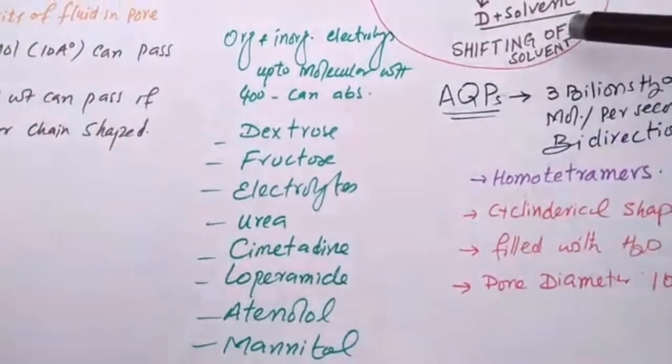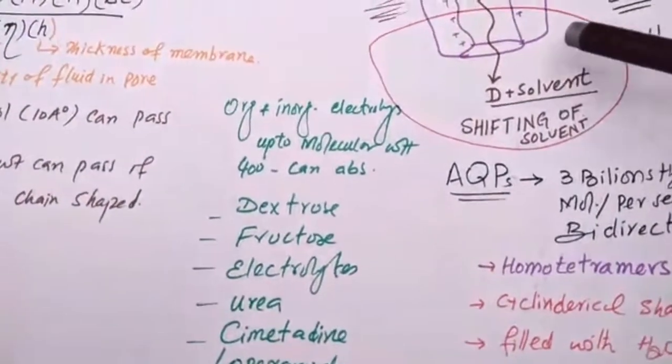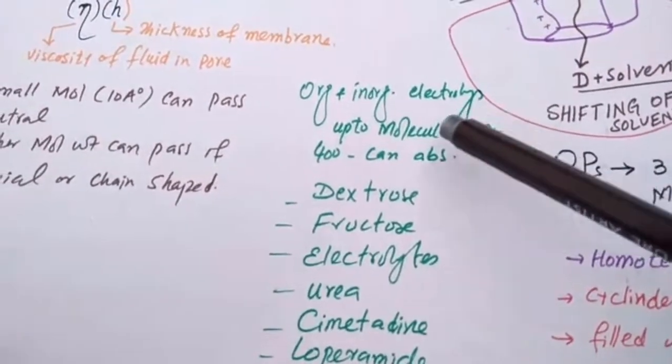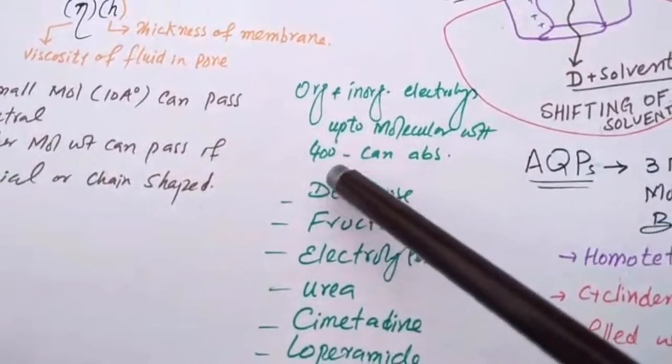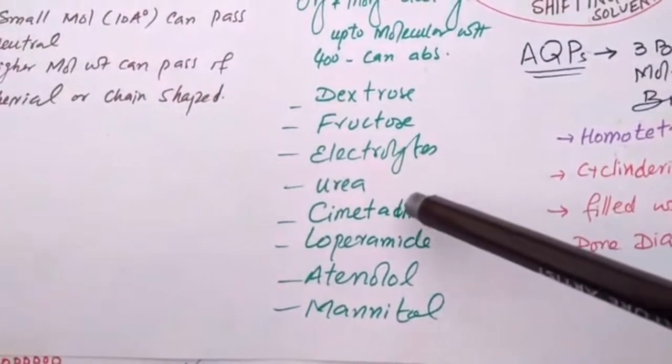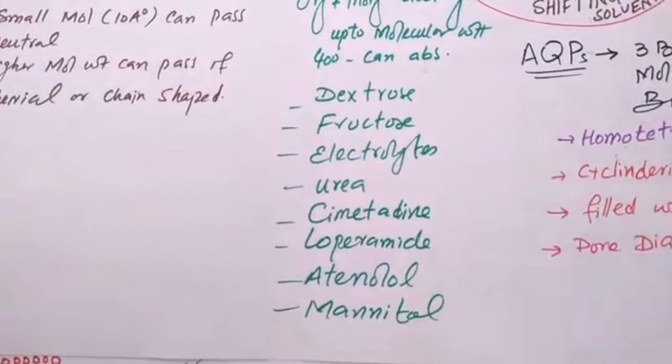Examples of the drugs which can pass through this pore are organic and inorganic electrolytes up to molecular weight 400. They can absorb dextrose, fructose, electrolytes, urea, cimetidine, loperamide, atenolol, and mannitol.